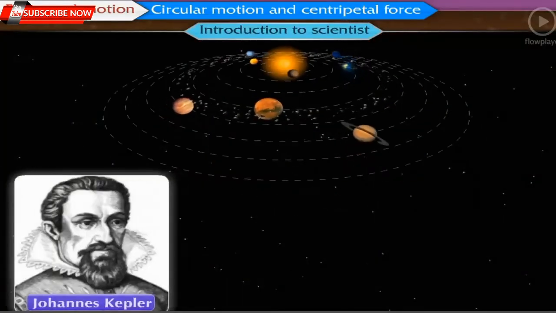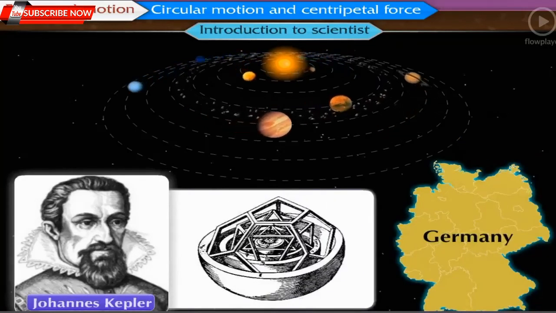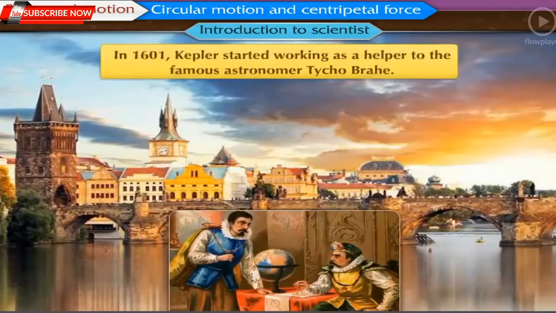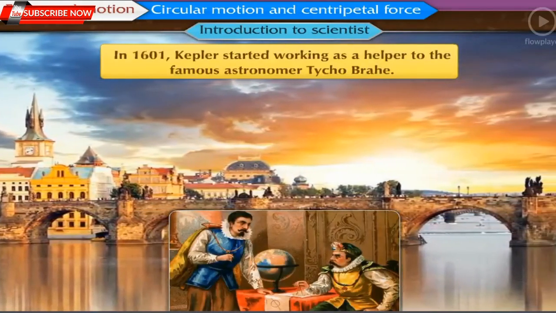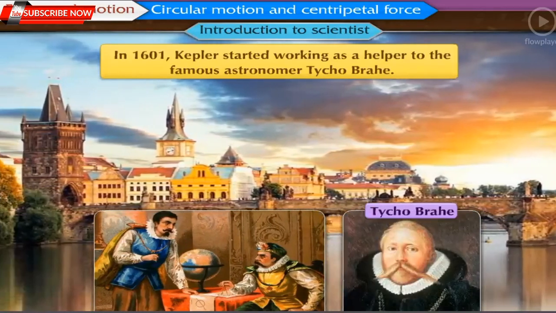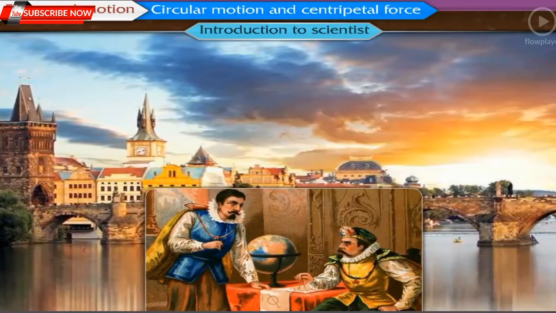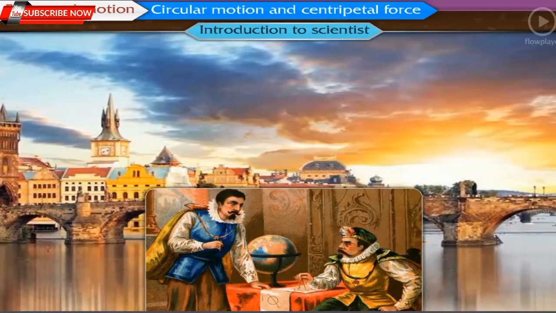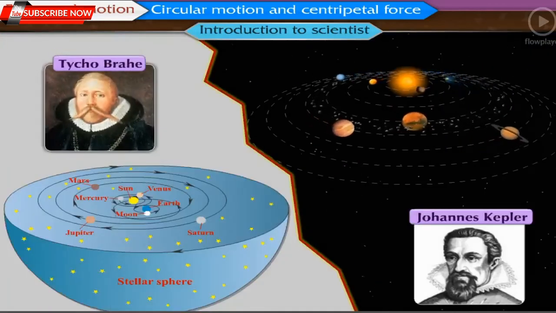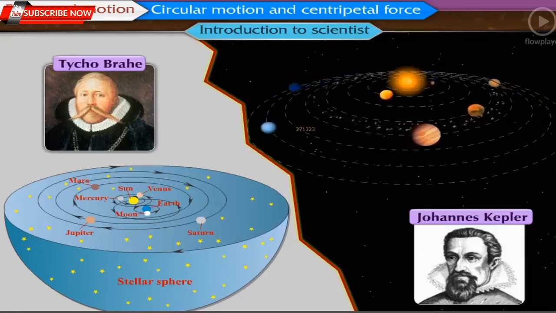Introduction to scientist. Johannes Kepler was a German astronomer and mathematician. In 1601, Kepler started working as a helper to the famous astronomer Tycho Brahe. After the sudden death of Brahe in 1601, Kepler was appointed as the royal mathematician in his place. He used the observations of the planetary motions made by Brahe to discover the laws of planetary motion.